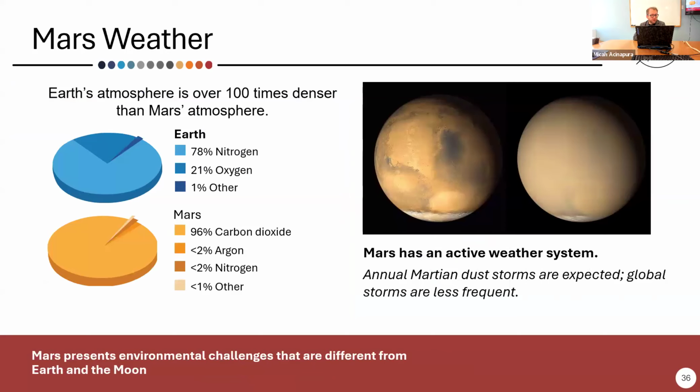The weather on Mars also is very different. The atmosphere is 1/100th of the atmosphere here on Earth, and also made up of different things. While it is 1/100th of the atmosphere of Earth, it's also almost entirely carbon dioxide. There's almost no oxygen to speak of. But it does have an active weather system. We see annual dust storms and global storms are less frequent, but we also still haven't even fully characterized the weather on Mars. So there are uncertainties and unknowns about this even before we go. So we're actively trying to learn as much as possible.